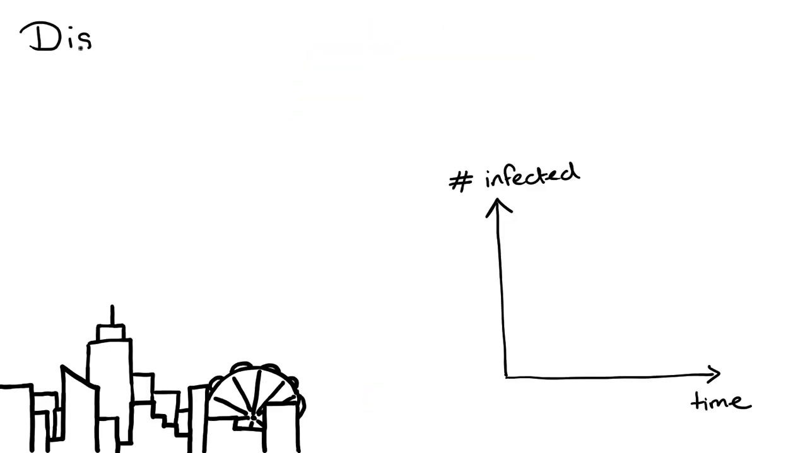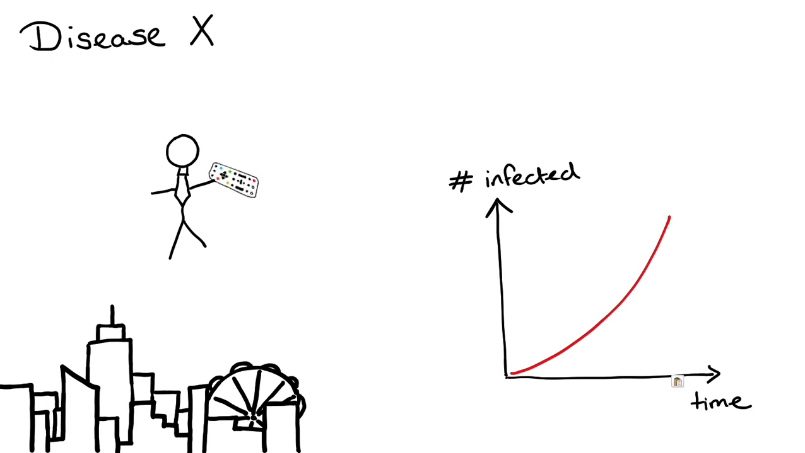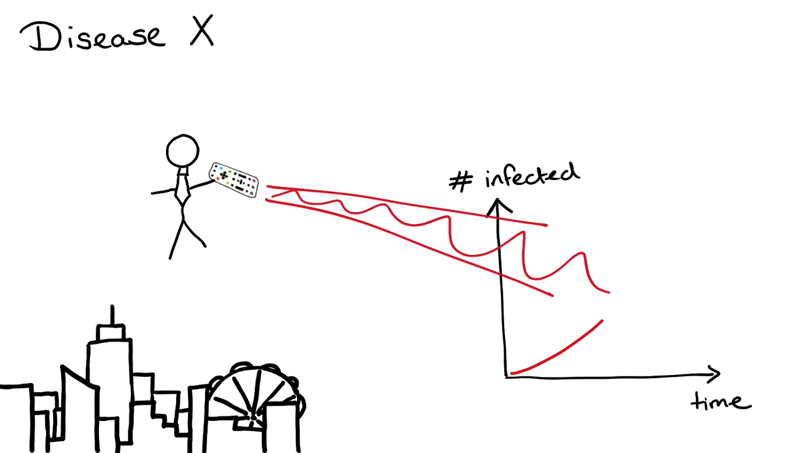Thinking back on our new disease, Disease X, if the R number, so the average number of new cases caused by one infectious person, is greater than 1, then Disease X will take off and cause an epidemic in the city. In this case, city officials may want to introduce control measures to limit the spread of disease and the impact on the health of the population.